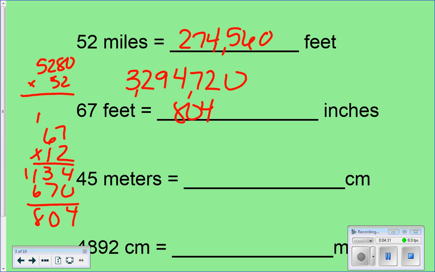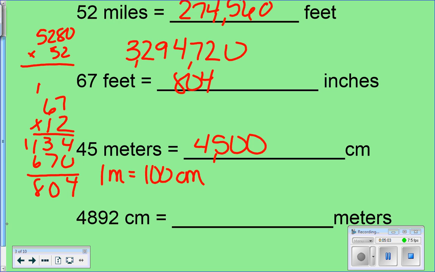Okay, meters to centimeters. Now, this is another conversion that some of you might not know off the top of your head. How many centimeters are in 1 meter? Yep, 1 meter equals 100 centimeters. If you don't know that, you should also probably write that down. That's one you should know off the top of your head. I have 45 meters. I want to know how many centimeters that is. What am I going to do? Yep, 4,500. I'm going to multiply it by 100. And that's how many centimeters.